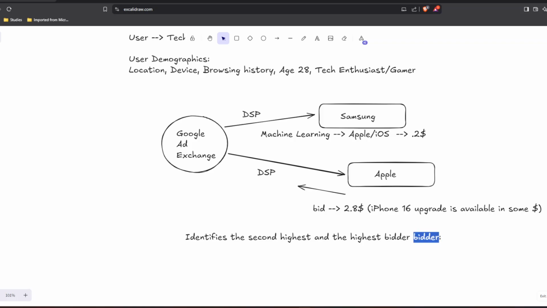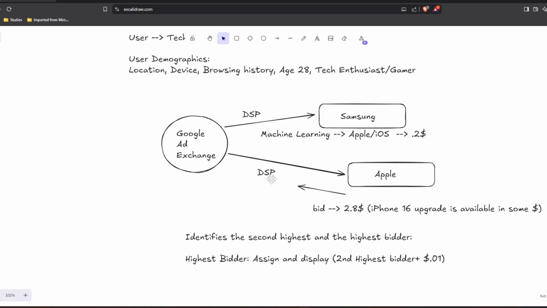so from those two, for the highest bidder, it will assign and display that particular ad. And the cost will be the second highest bidder plus $0.01. Now this is a very interesting way, like only 1 cent is added against the next lowest bid.